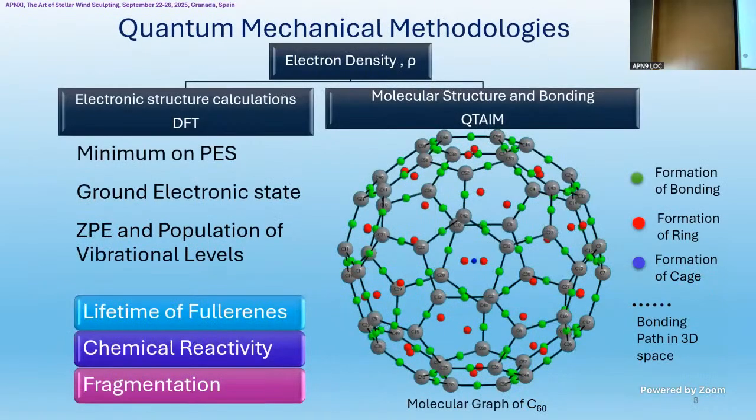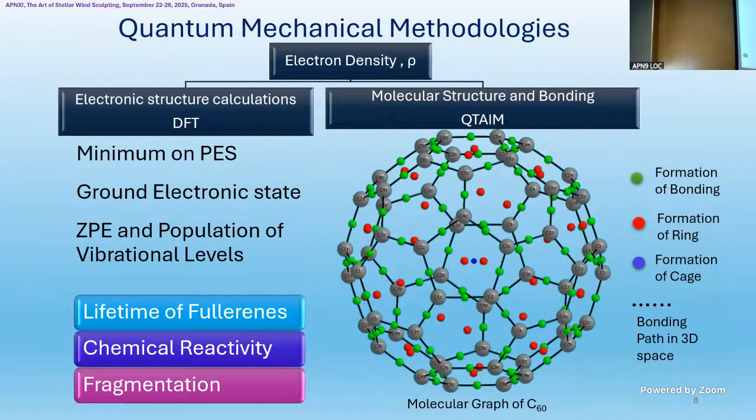Okay, this is the way that we go. We use electron density as a backbone of our computational methods, say DFT, which is based on electron density. We have the means of a very strange theory, the quantum theory of atoms and molecules, in order to check that when the molecule is ionized, the carbons are still attached together by bonds or not.